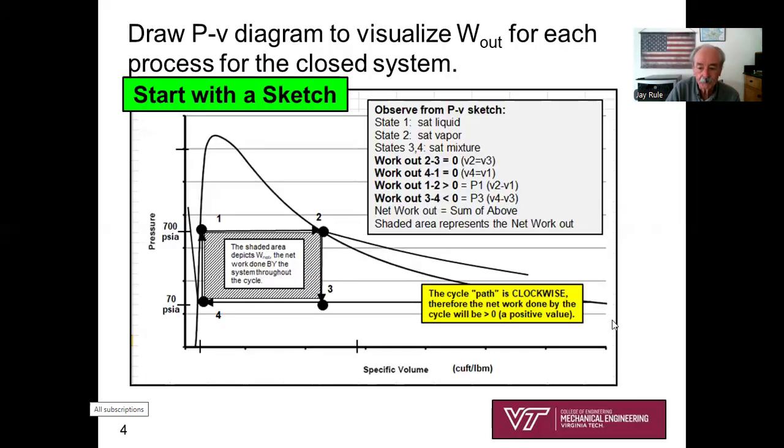Now, when we go back, notice here, you're going to need specific volumes, aren't you? How are you going to get the specific volume at state 1? How are you going to get the specific volume at state 2? How will you get it at 3? How will you get it at 4? And you're going to need some other properties as well.